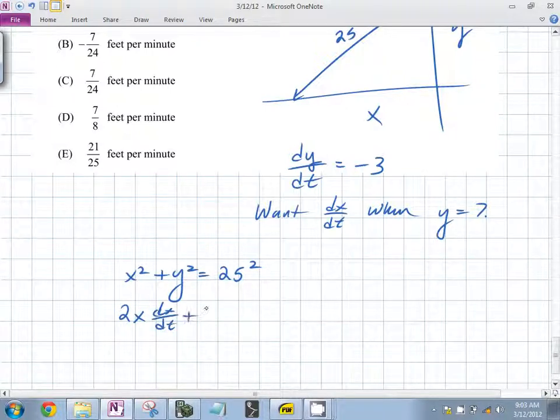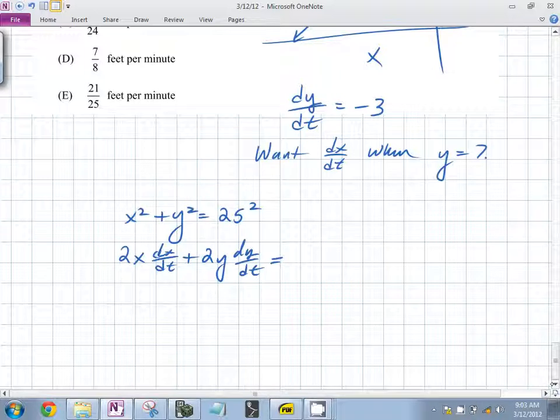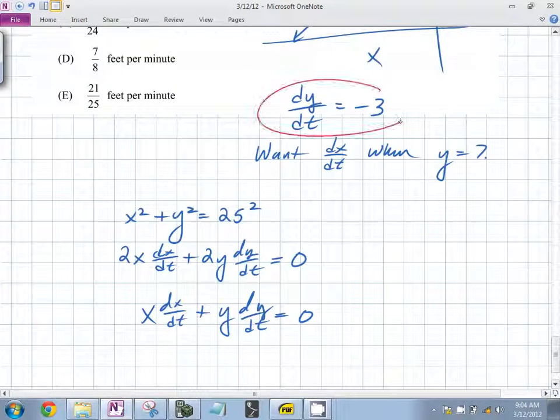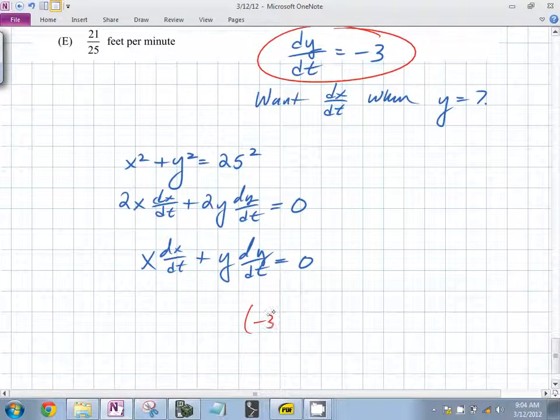plus 2y dy dt, what does that equal? What does it equal? Nope. 0. Yay! So we know that x dx dt plus y dy dt is equal to 0. Exactly. Okay. So what is dy dt? Negative 3. Okay, so we know that this is negative 3. What else are we able to plug in?